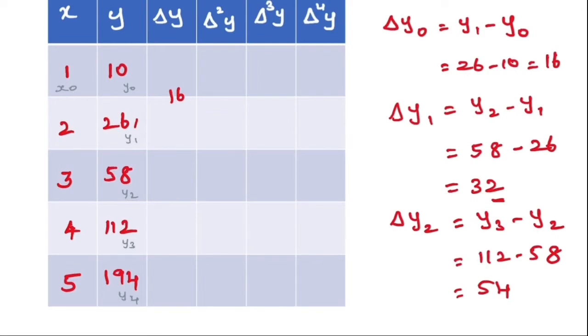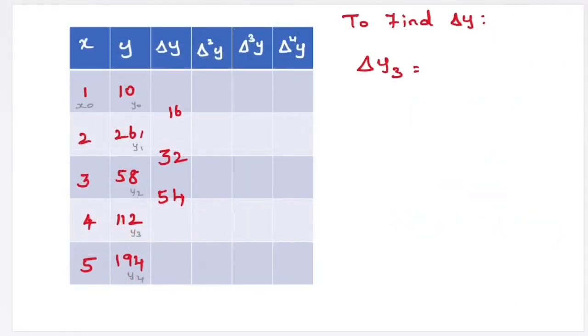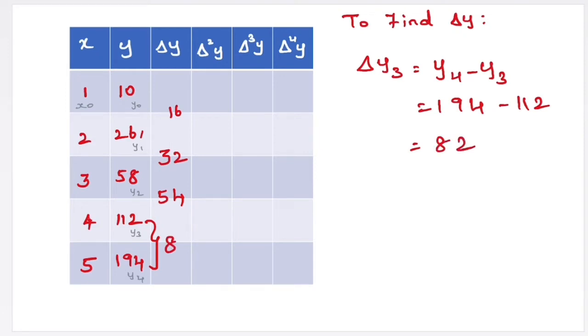Now next, delta y3. Before that, put your corresponding values in the table. So here 32 and 54. Next, delta y3 is equal to y4 minus y3. That is 194 minus 112 is equal to 82. So this is 82.